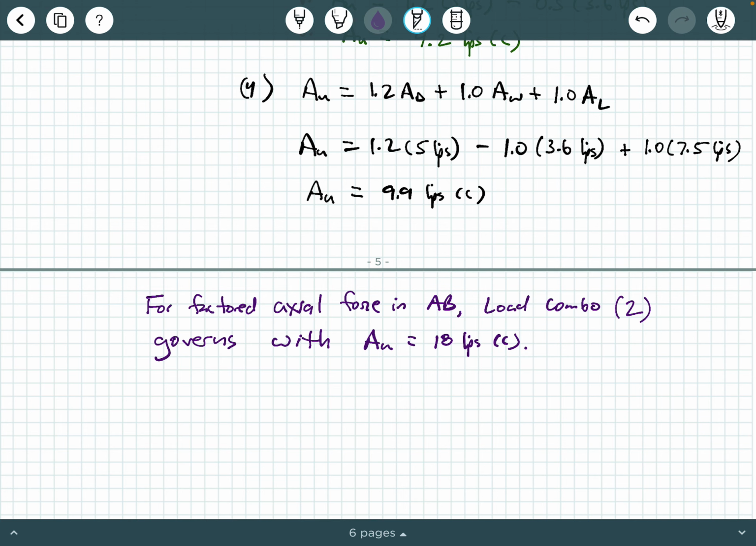So that concludes this example. Again, this was a part 2 video, so check out part 1 if you didn't already, to see the front matter of the service load analysis.